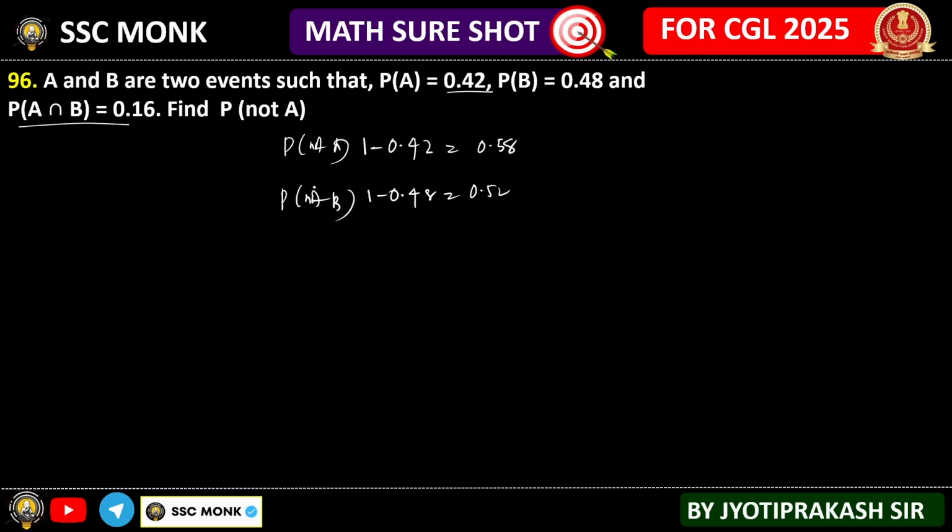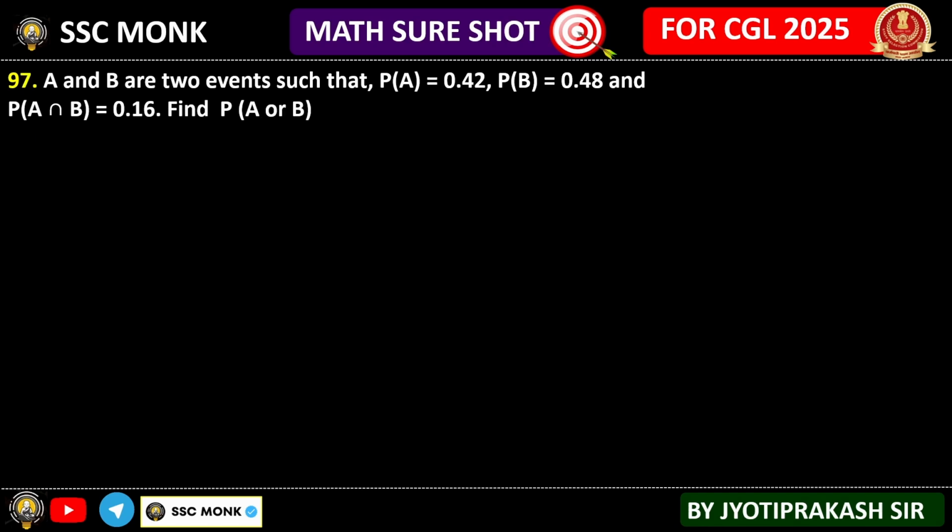If it asks probability of A or B, then it would have been A plus B minus A intersection B, that is equal to 0.42 plus 0.48, 0.90, minus 0.16, is equal to 0.74. Clear? This is how you need to answer the questions. Next, A and B are two events such that probability of A is this much, B is this much. I just have solved it. So this will be 0.74.